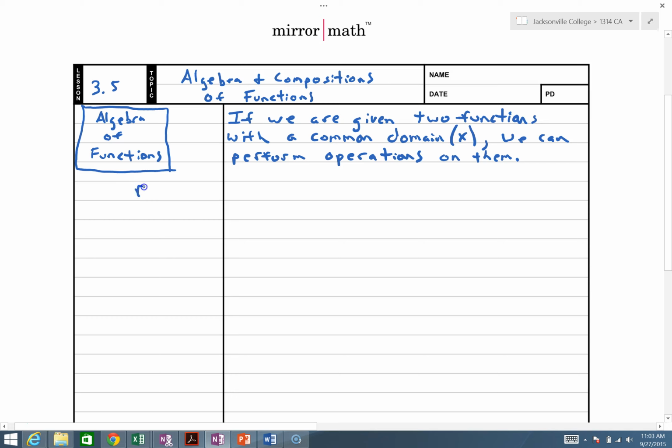To say f plus g of x, this is equal to the function f of x plus g of x. And we will define the other operations similarly. F minus g of x is equal to the function f minus the function g.